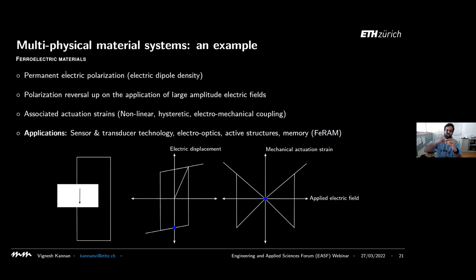And upon the application of an electrical field or a mechanical field in the direction opposite to the polarization, you switch the polarization orientation. And you can imagine that with this coupled problem, you have a switch in the electrical polarization with the application of electromechanical fields. And you can imagine that it's applicable to a wide range of energy storage applications. So it's already used in sensor transducer technology, small scale electro-optics, and even in random access memory. The property of being able to switch between an upward polarization state and a downward polarization state has been used to design memory devices.